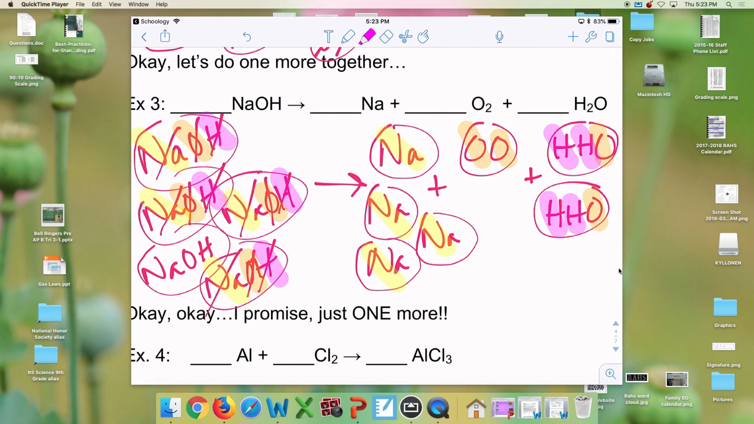So because they are the same on both sides, we're going to say that that's balanced, and I'm ready to fill in my blanks. So I started this time with 1, 2, 3, 4 reactants that I used. I made 1, 2, 3, 4 sodiums. I made 1 oxygen molecule, and I made 2 water molecules. So then that would be a balanced equation.